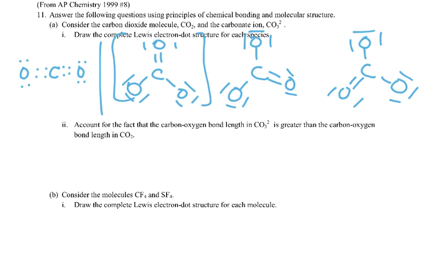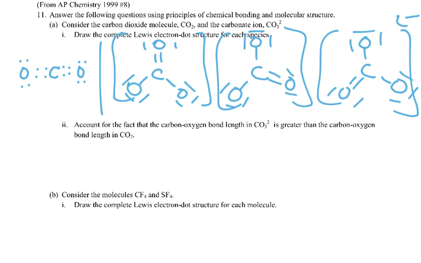And we can do it again with dots, or we can do it with lines, or we can do a combination of dots and lines. Each of these says 2 minus, and we should put double-headed arrows in between each one. So that's the complete Lewis dot structure for each species, and yes, you need to show all 3 resonance structures in order to get credit.